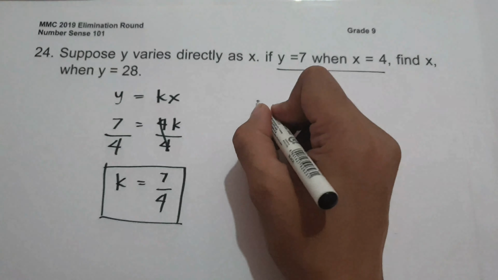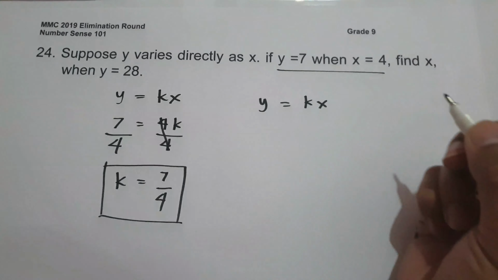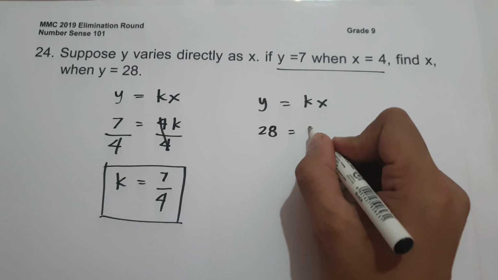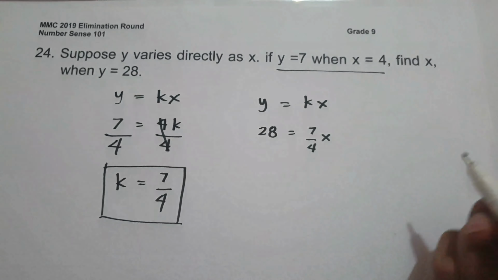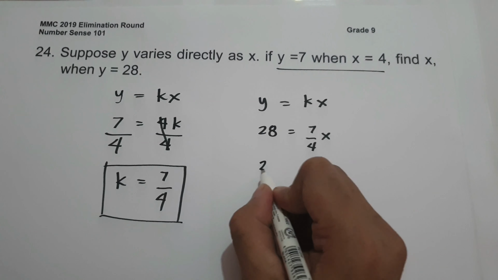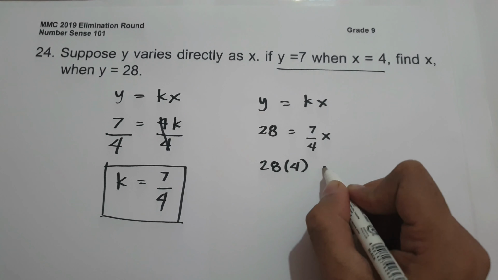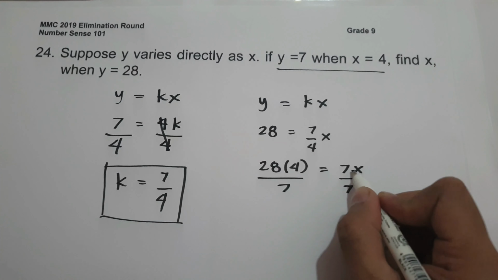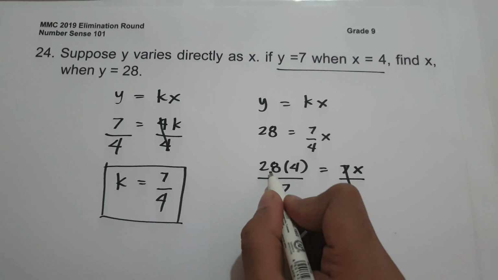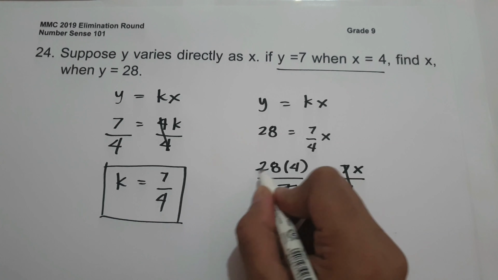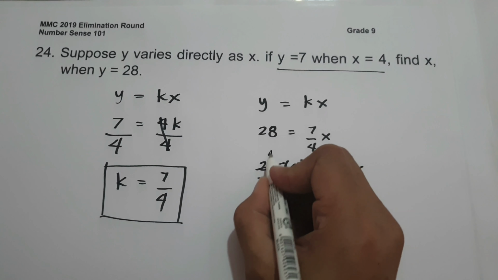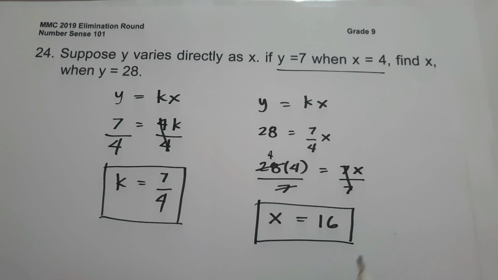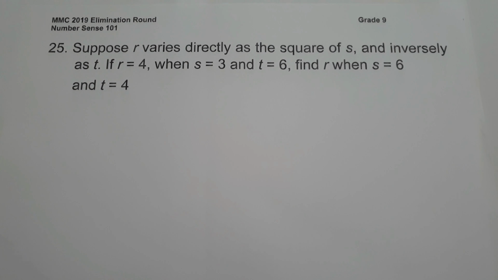And then, let us have y equals kx. So the value of y will be 28. We are looking for x, and the value of k will be 7 over 4 x. So let us multiply 4 by 28. Let's have 28 over 4 equals 7x. Let us divide this one by 7. Let us cancel this one. So 28 divided by 7, that is 4. And 4 times 4, that is 16. And the value of x is 16. And this will be our answer.